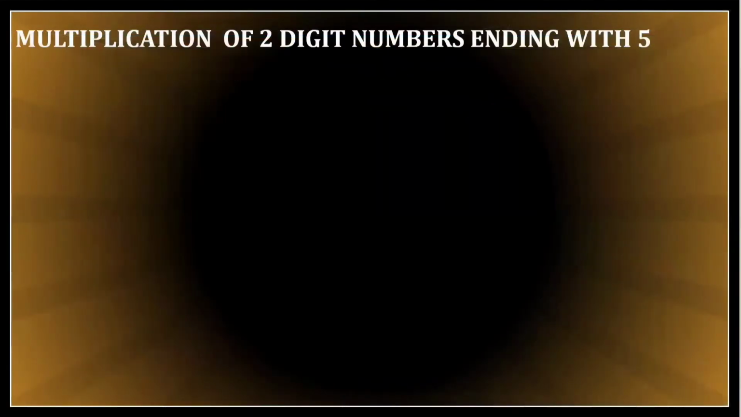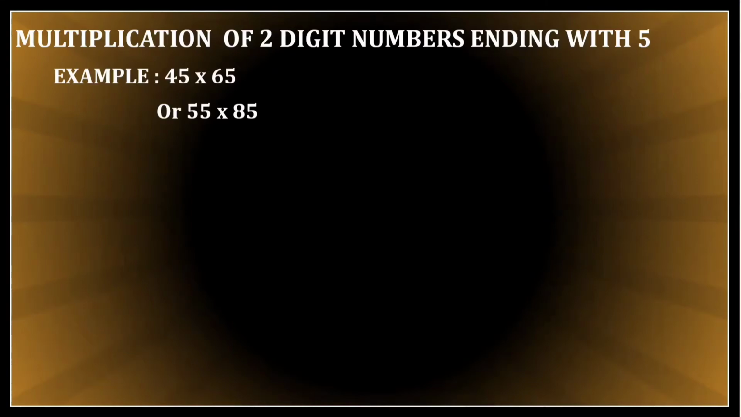Now just see, when we have to multiply the two-digit numbers ending with 5, what kind of numbers can we have? We can have, for example, 45 multiplied by 65 or 55 multiplied by 85. Now, what is the major difference in these two? The method of solving both of them is different. So let us take the first one, for example, 45 into 65.